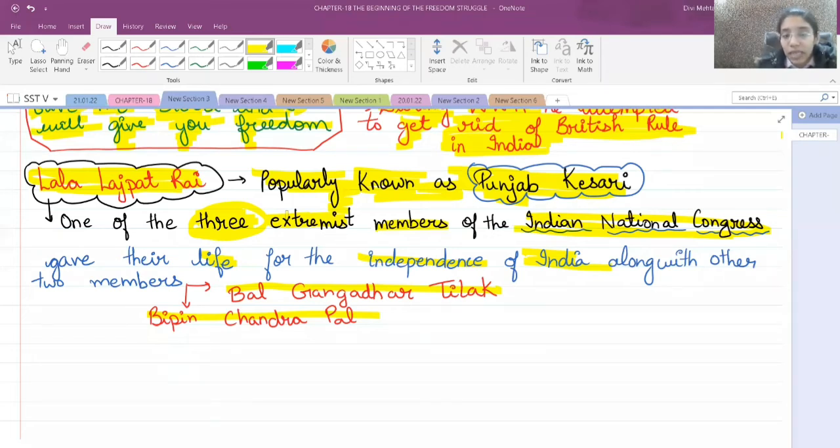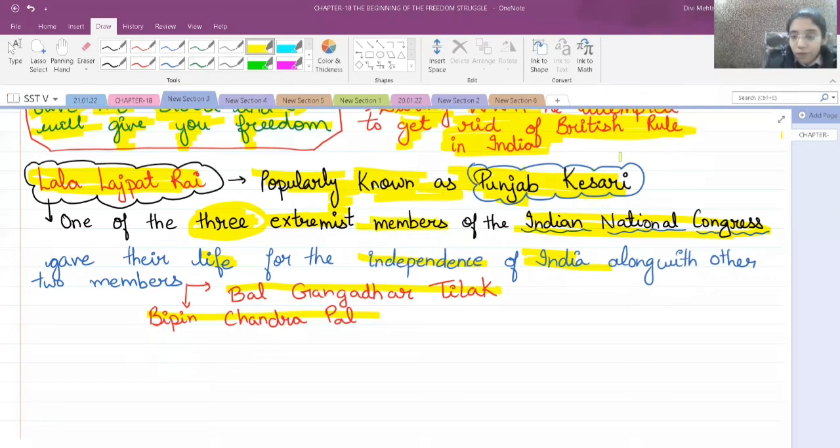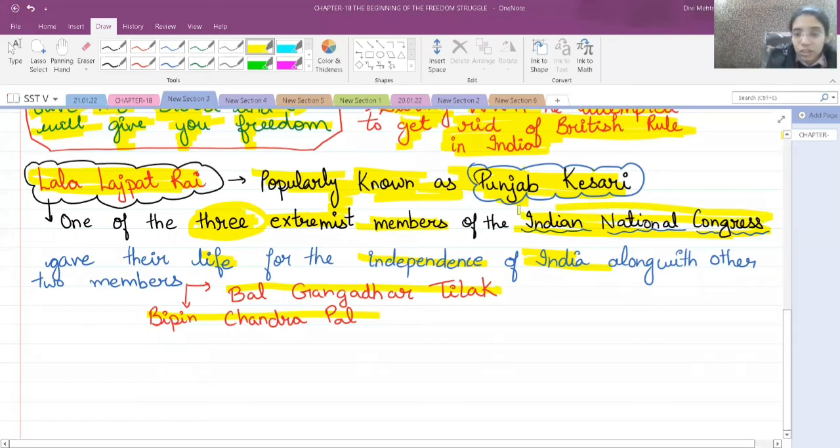Underline: Punjab Kesari. He was one of three extremists. Extremist means a person who has extreme political opinion. He was an extremist member of the Indian National Congress.